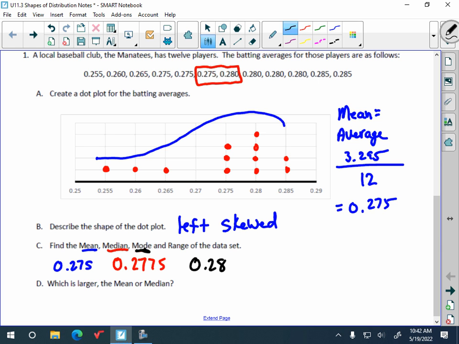All right, and then the last we're going to calculate is the range. And how do you find the range? Yeah, good. It's the biggest one minus the smallest one. Okay, so it's the range of data. So largest minus smallest. All right, so we're going to take 0.285 minus 0.255, and so that should be 0.03. That's our range.